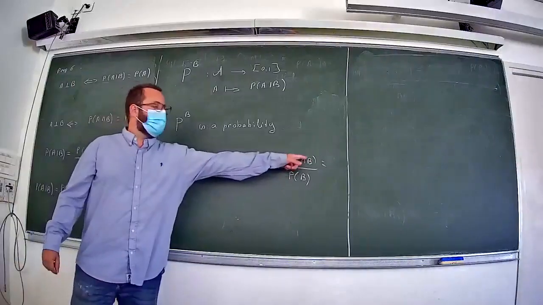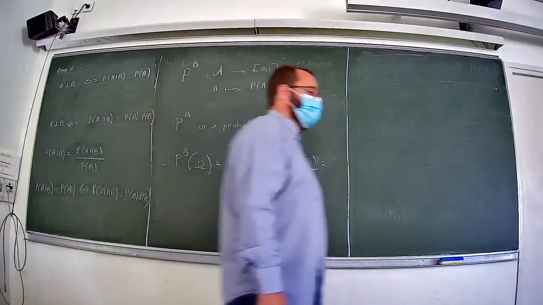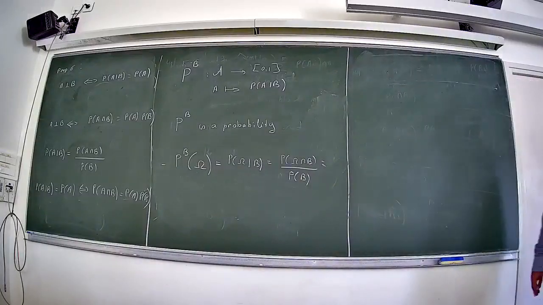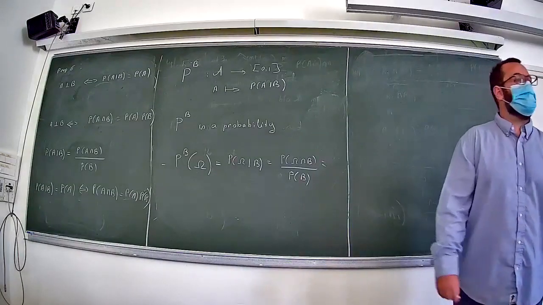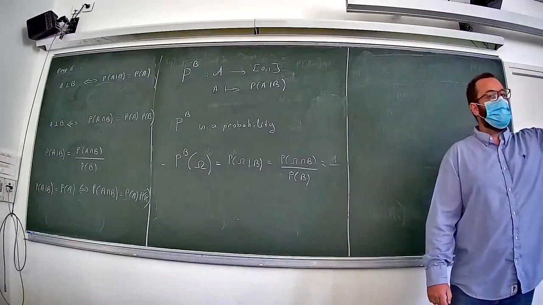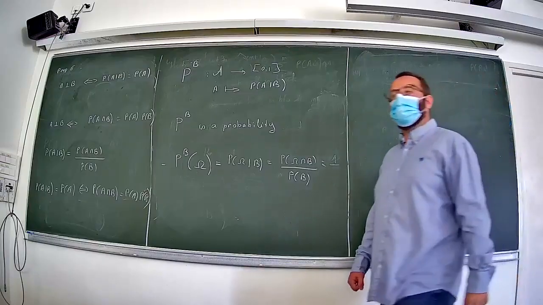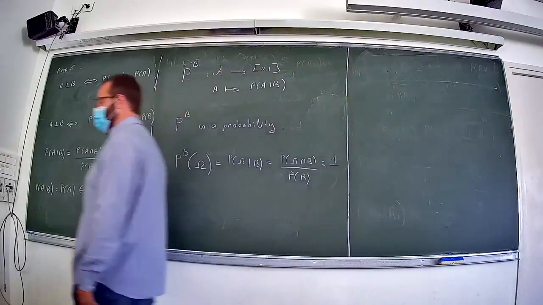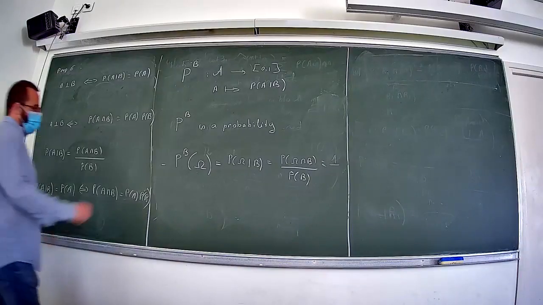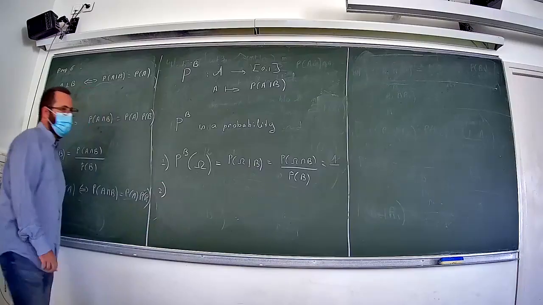But what is omega intersected with B, knowing that omega is the universe, that is the biggest set? What is omega intersected with B? B itself, okay? So I have P(B) over P(B). I have 1. So I have checked the first point in my definition. P_B of the universe is equal to 1, of course. So this is the first point in the definition of probability.